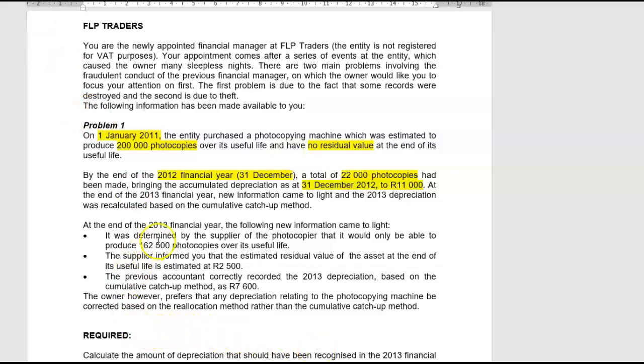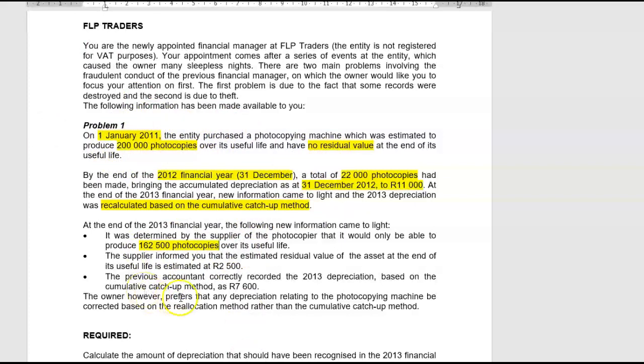At the end of the 2013 financial year, and that is the current financial year, new information came to light and the 2013 depreciation was recalculated based on the cumulative catch-up method. It was determined by the supplier of the photocopier that it would only be able to produce 162,500 copies over its useful life. So capacity is no longer estimated at 200,000 copies, it's only 162,500 copies.